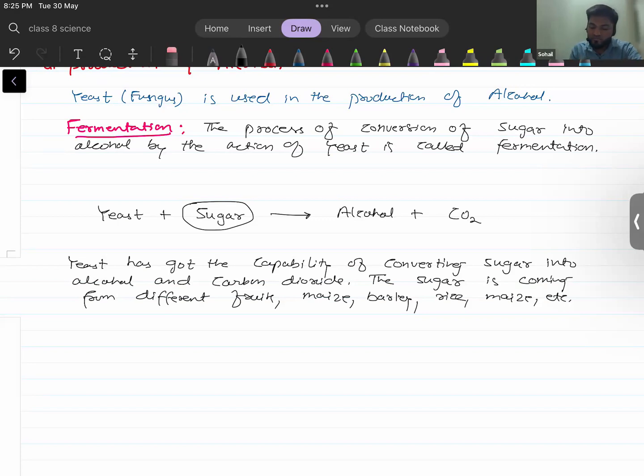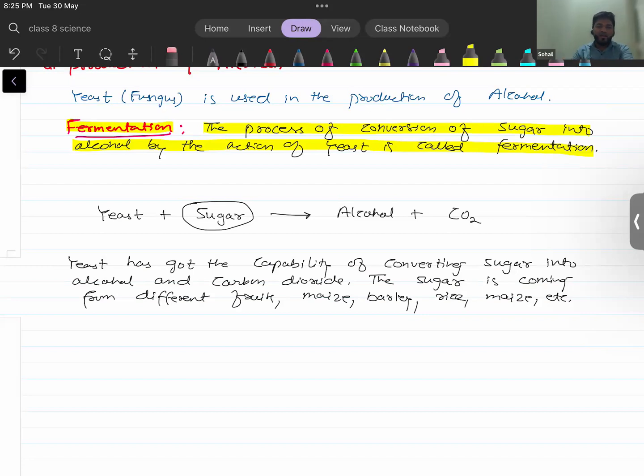Yeast has the capability of converting sugar into alcohol and carbon dioxide. The sugar is coming from different foods, maize, barley, etc. And what is the definition of fermentation? The process of conversion of sugar into alcohol by the action of yeast is called fermentation.